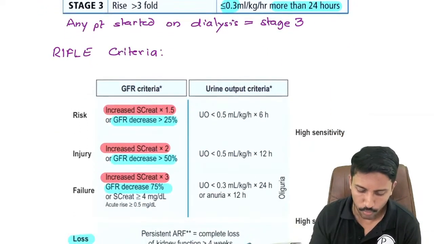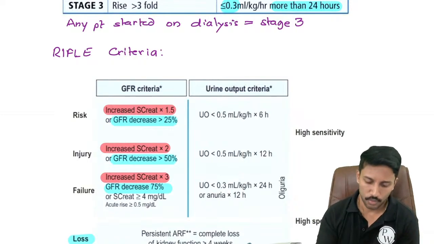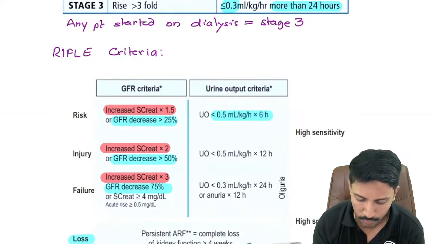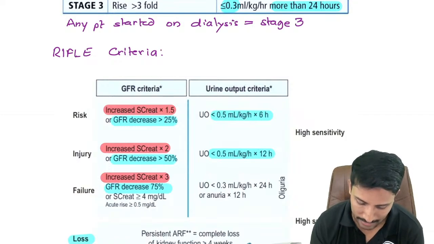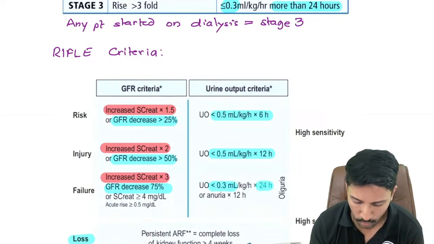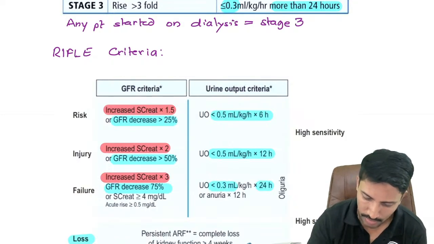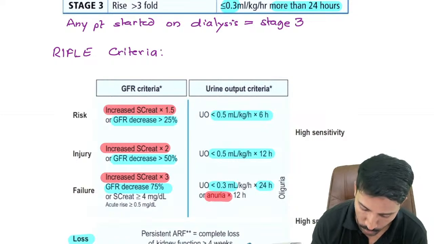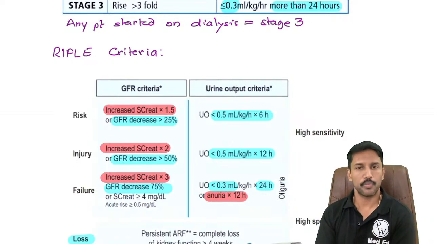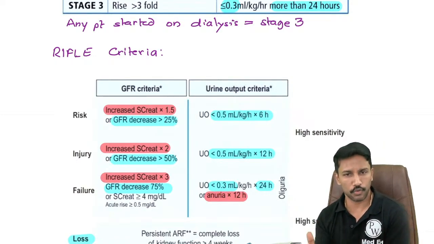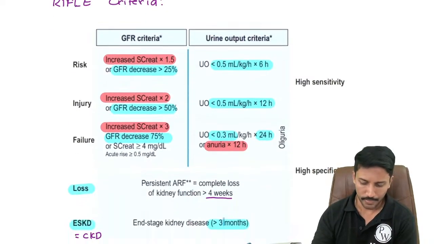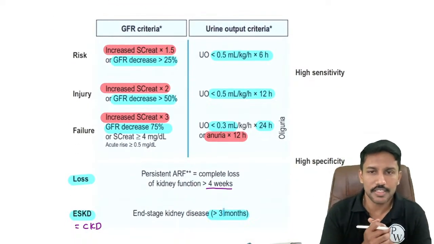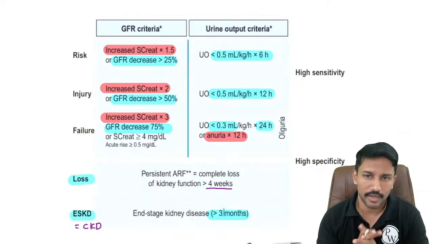Same thing we will extrapolate to the Riffle criteria. Urine output less than 0.5 ml per hour for 6 hours is risk. For 12 hours is injury. And less than 0.3 ml for 24 hours is failure. Added thing here is no urine output or less than 100 ml per day is anuria. Anuria for 12 hours is also considered as failure. Okay. So this is our staging of the acute kidney injury, KDIGO and Riffle.